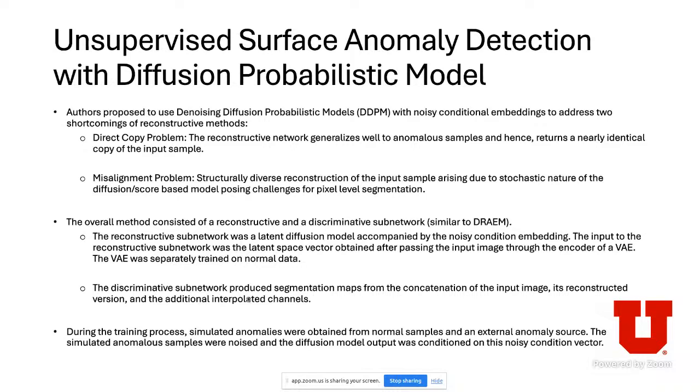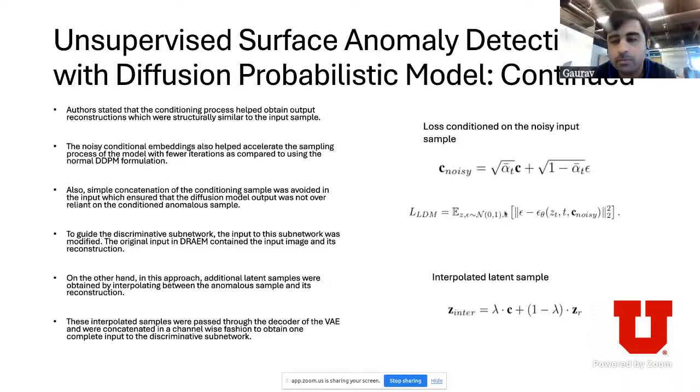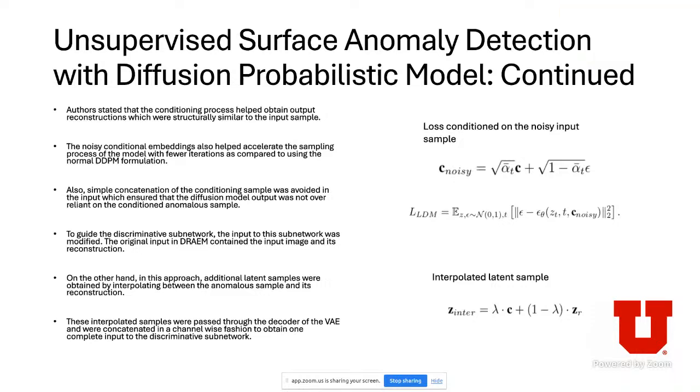Now how do they train this? Because you're going to simulate an object. Where is the segmentation map? What the segmentation map is, so you can just train a discriminative network.